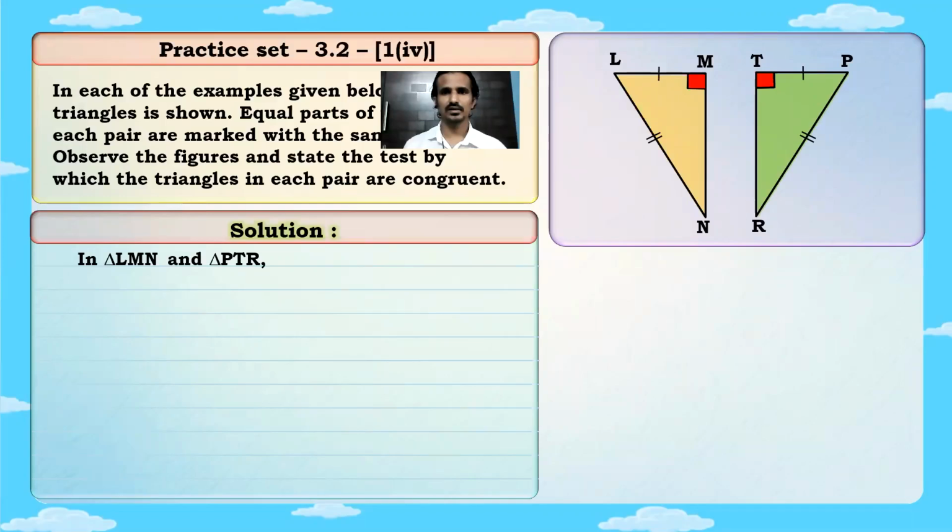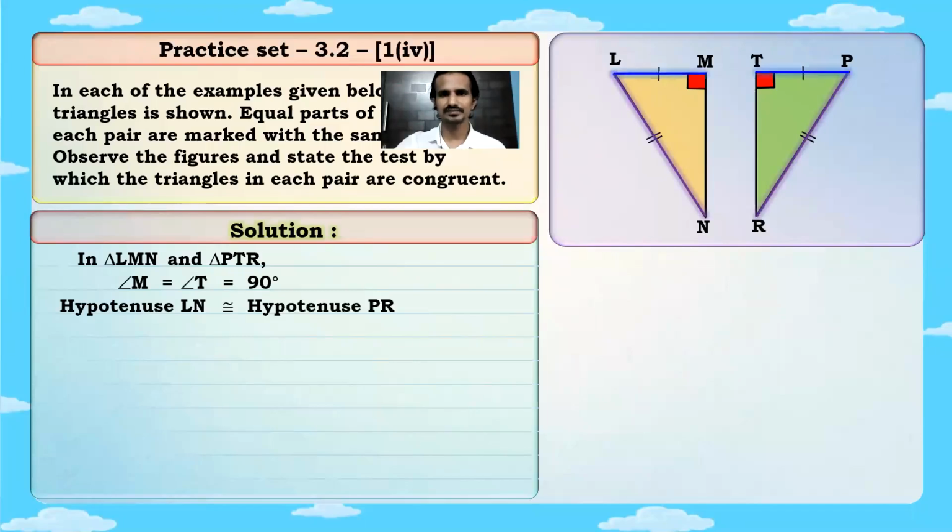Remember, भले ही इस टेस्ट का नाम right hypotenuse side test है, but I have told you we should always call it as right angle hypotenuse side test. So starting with right angle. So right angles are angle M and angle T. They are equal, which are equal to 90 degree. Hypotenuse LN equal to hypotenuse PR, which is given, and side LM congruent to side PT, which is also given. So the triangles are congruent by hypotenuse side test.